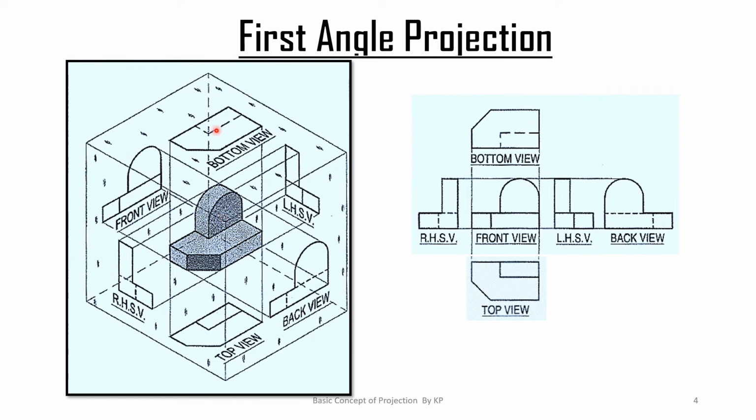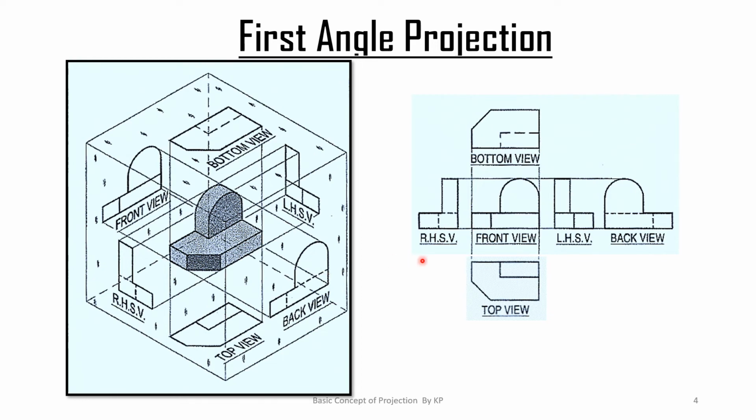If we are seeing from the top side, we get the top view on the HP basically. When you see it from the bottom side, we get a bottom view on the top one. When we are viewing from the left hand side, we get a left side view on the right side of the object. And when we are viewing from the right side, we get a view on the left hand side, that is called RHSV, means right hand side view. When we are seeing from the back side, we get a back side view, shown here in front of the object basically. These are the different positions of the different projections with respect to the object and the front view.